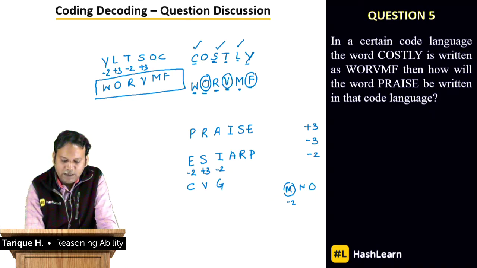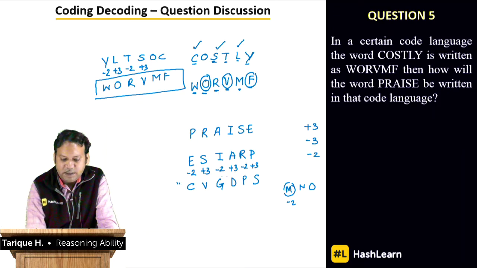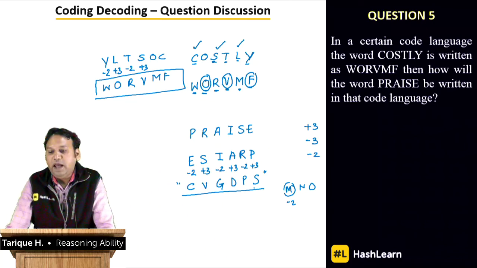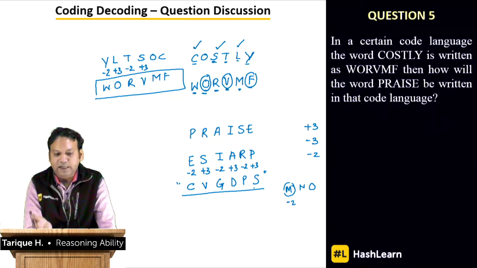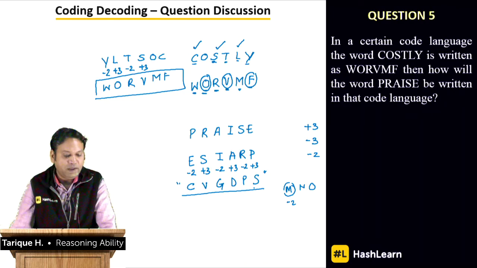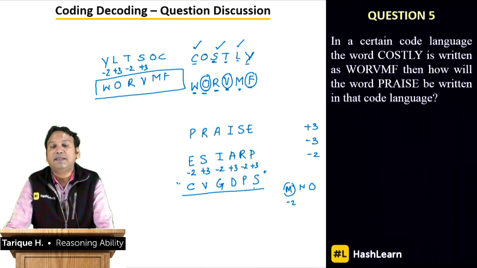So GHI, so minus 2, again plus 3 ABC, BCD, and minus 2 here will become QP, PQR, and plus 3 QRS. So CVGDPS, that should be your answer for this question. Okay, that's for question number 5. And you can see this is again slightly complicated because of this entire concept of first reversing the letters and then doing minus 2, plus 3 alternately. That can be again a complex question in the examination.